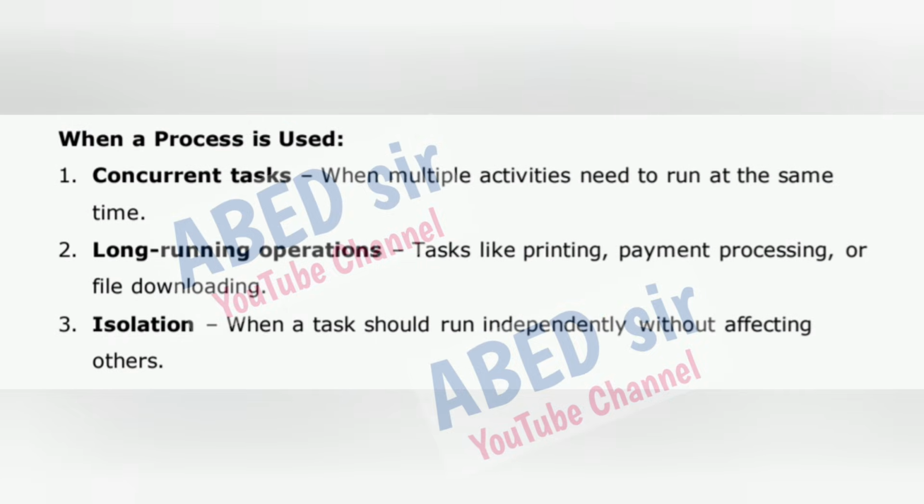When a process is used: 1. Concurrent tasks, when multiple activities need to run at the same time. 2. Long-running operations, tasks like printing, payment processing, or file downloading. 3. Isolation, when a task should run independently without affecting others.